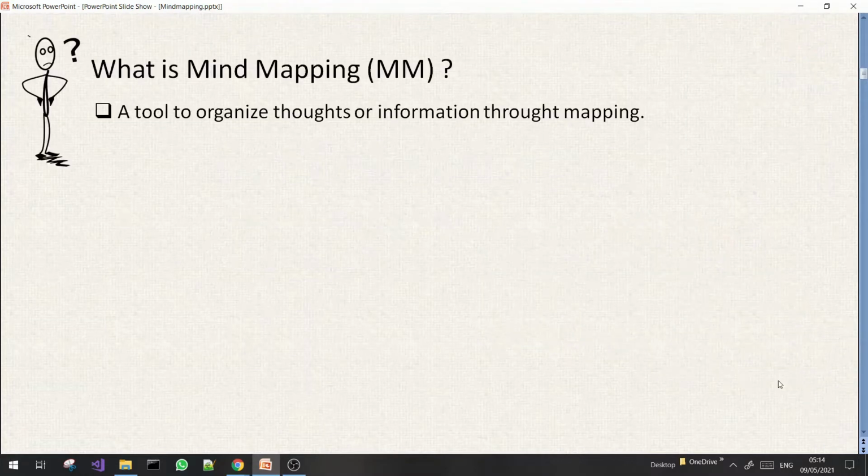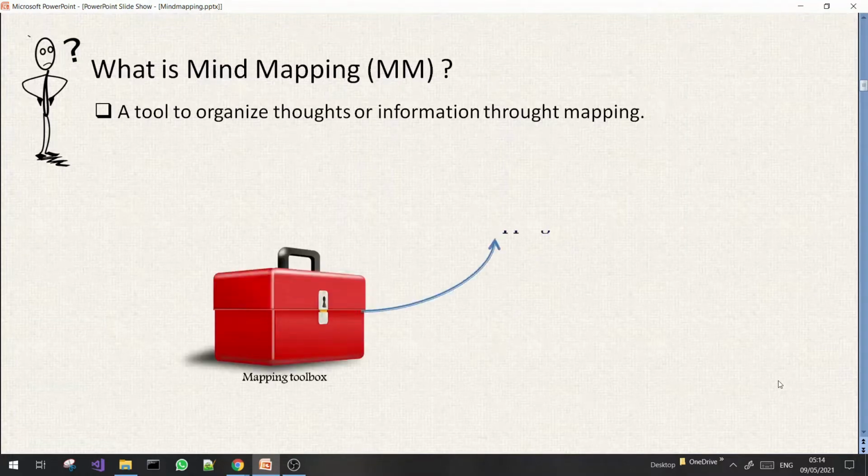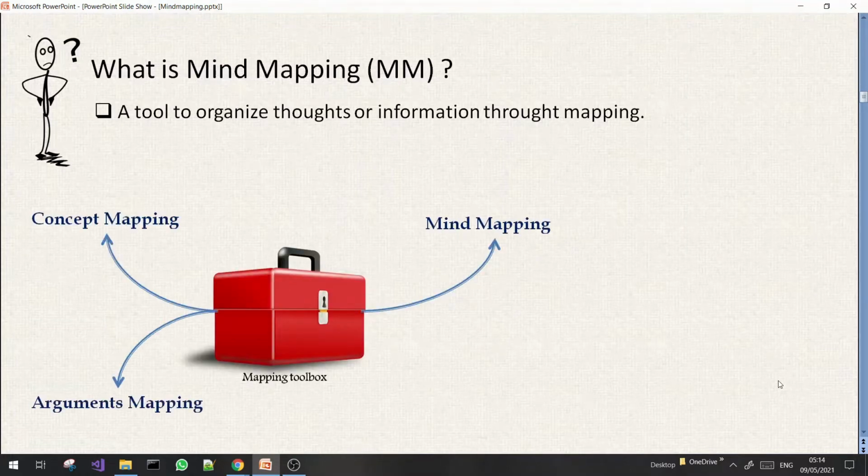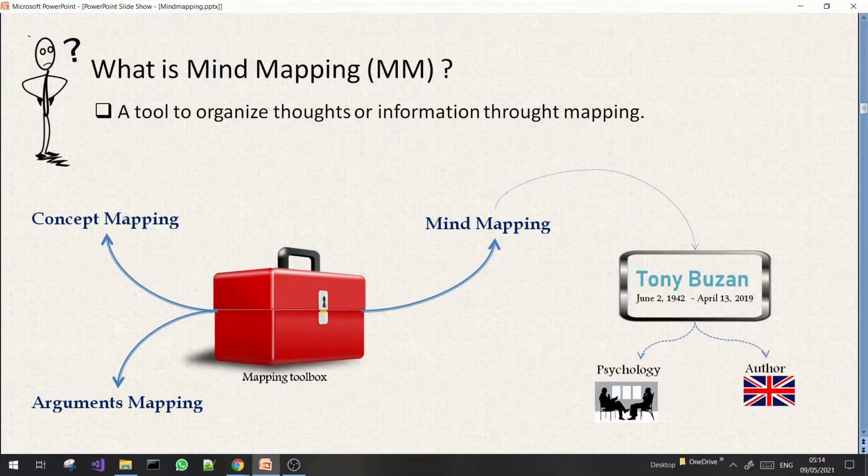So let's start now. Mind mapping is a tool to organize thought or information through mapping. So we can say it's a mapping tool just like argument mapping, concept mapping, and so on. Mind mapping was originally promoted by Tony Buzan, who was an English author and psychology consultant.